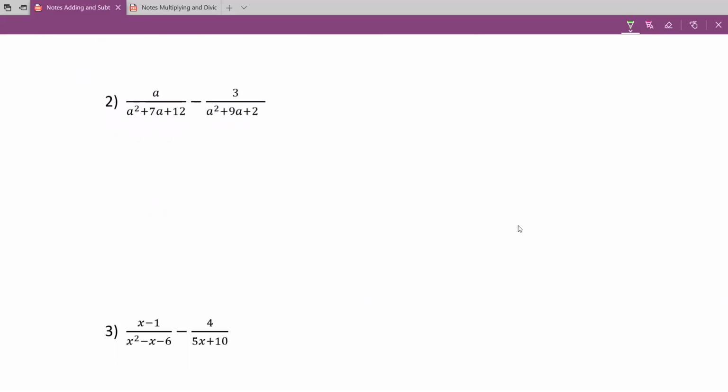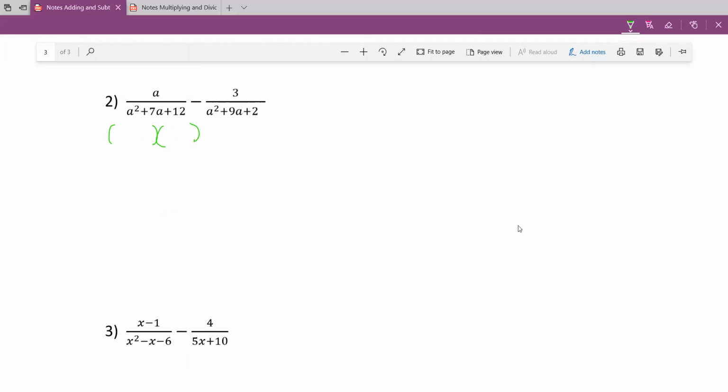Let's look at number 2. Factor both the bottoms. So I need two things that multiply to 12 but add to 7. How about 3 and 4? And then for the second one, two things that multiply to 2 but add to 9. Let's not do example 2, because I'm pretty sure I have a typo in there. So let's jump to example number 3.